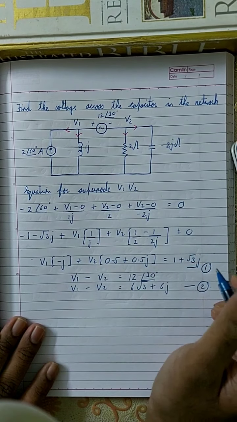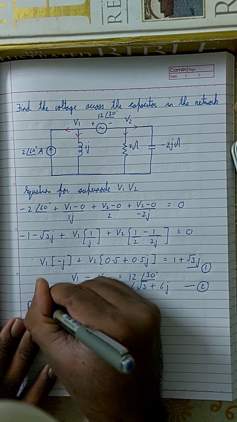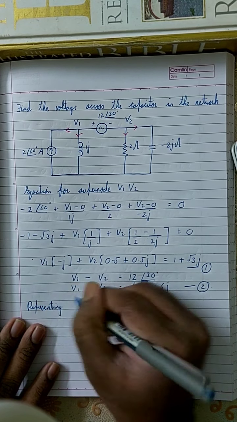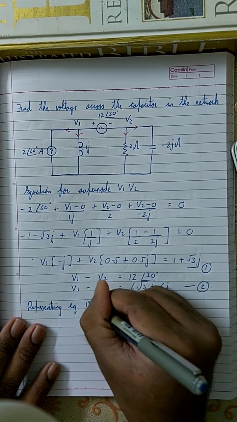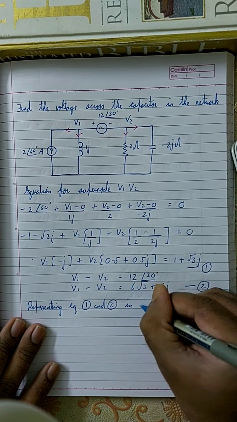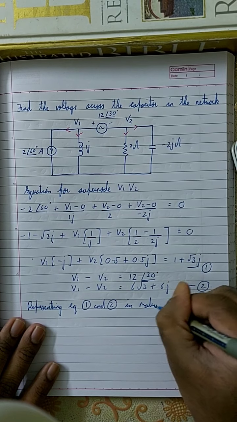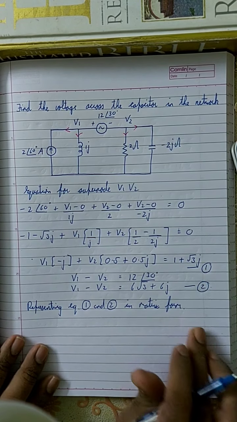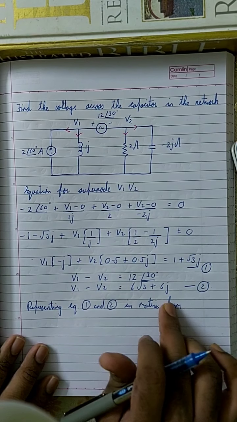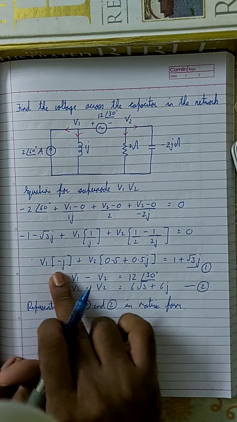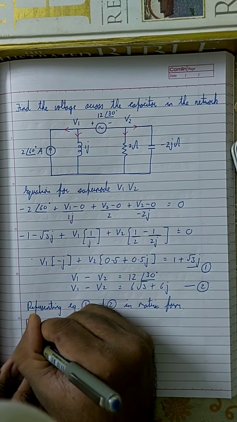That is, representing equations 1 and 2 in matrix form. That's the problem with the AC circuit, right? You cannot use a calculator when you want to solve the equations; you have to use the matrix method. So here, there are only two equations, therefore only two rows.